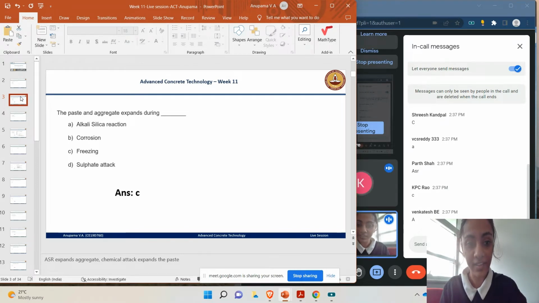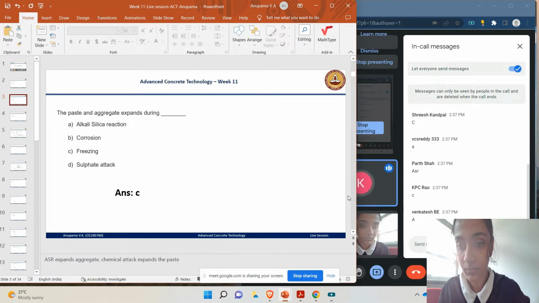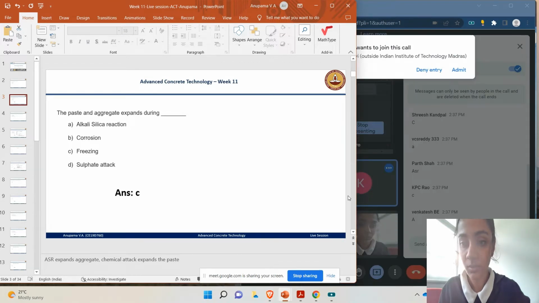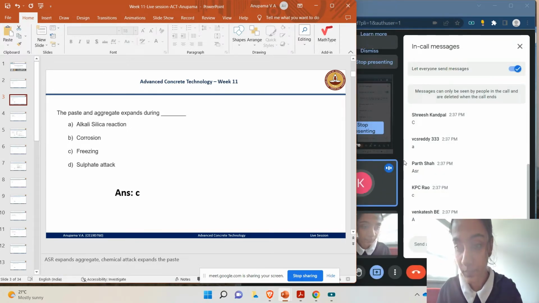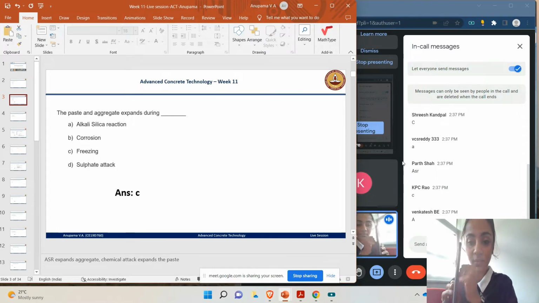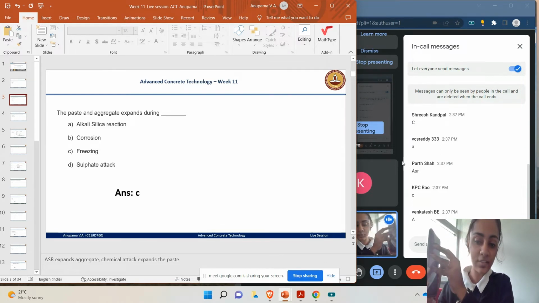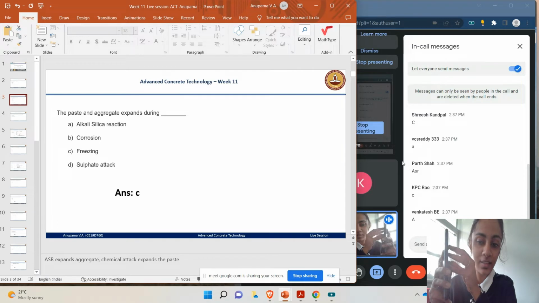Now, why is it not sulfate attack? Isn't it contradictory? Because for alkali silica reaction, you are saying it expands the aggregate. If aggregates are expanding, that means it is pushing the paste also, so volume is increasing there also. No. Paste being pushed away doesn't mean that it is expanding, right? Suppose this is a paste and this is an aggregate. In ASR, the aggregate is expanding and it pushes away the paste. Does this mean that the paste is expanding?